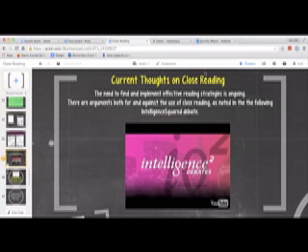Okay, current thoughts on close reading. The need to find and implement effective reading strategies is ongoing. There are arguments both for and against the use of close reading, as noted in the following Intelligence Squared debate.